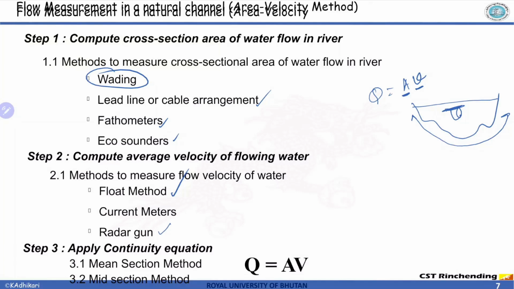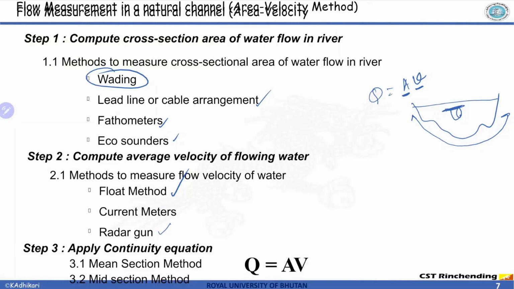Just like a policeman standing near a road, somebody is driving very fast, speeding way beyond the limit, he simply shoots with his radar gun, and he calculates the velocity of that vehicle later on to penalize that person. The same mechanism is there. This radar gun is pointed at the river surface, and it gives us the direct surface velocity measurement.